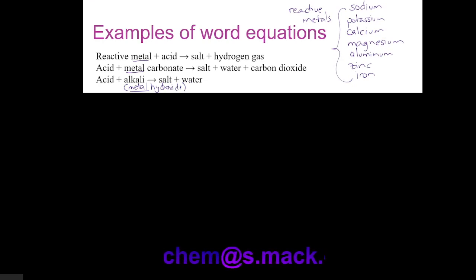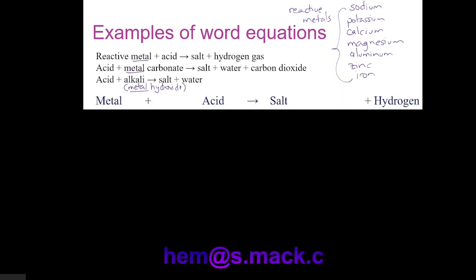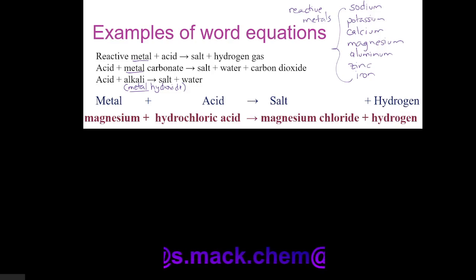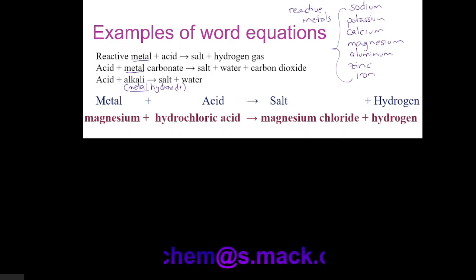I'm going to continue by looking at an example of an equation between a metal and an acid, which forms a salt and hydrogen gas. If we start with magnesium and hydrochloric acid, the metal is magnesium. It becomes the first name of the salt, magnesium, and hydrochloric acid forms a chloride. So the name of the salt is magnesium chloride, and of course we get hydrogen gas.